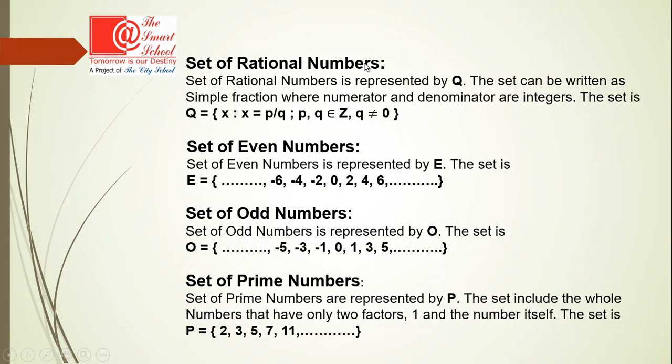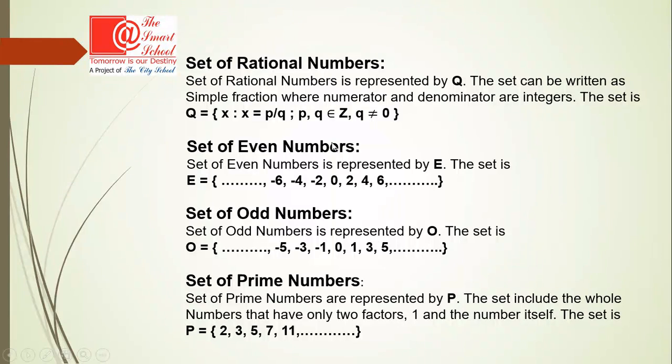Now, set of rational numbers. Set of rational numbers is represented by Q, and the set can be written as simple fraction where numerator and denominator are integers. The set Q is equal to {x}, where x is equal to p upon q, and p and q are members of Z. Members of Z we just revised. Yes, means member of set of integers, and where q is not equal to 0.